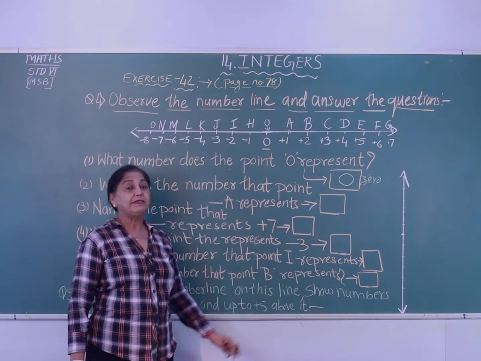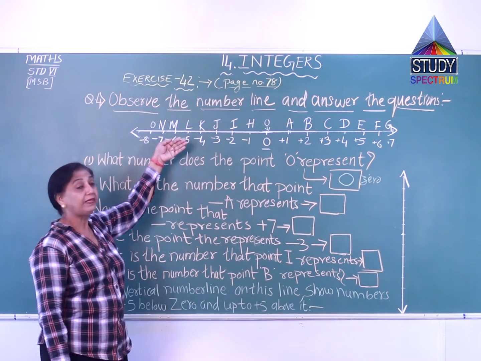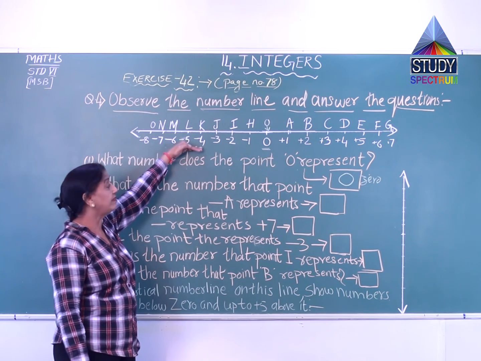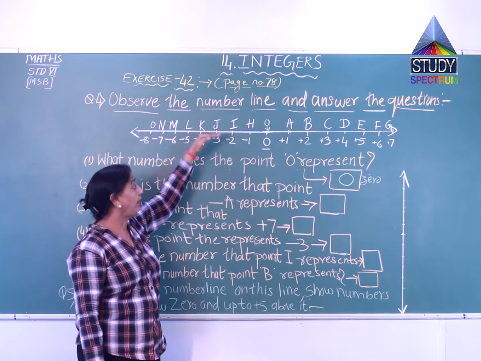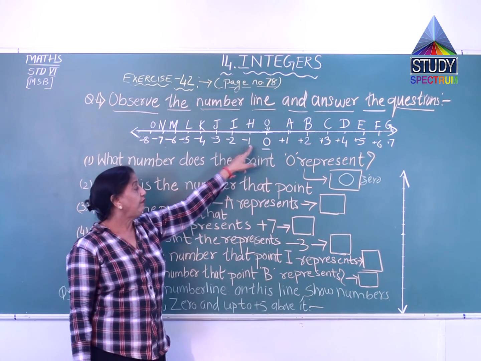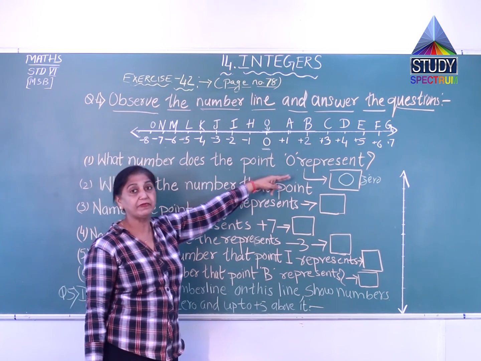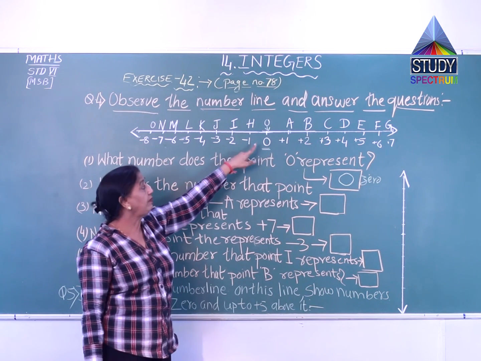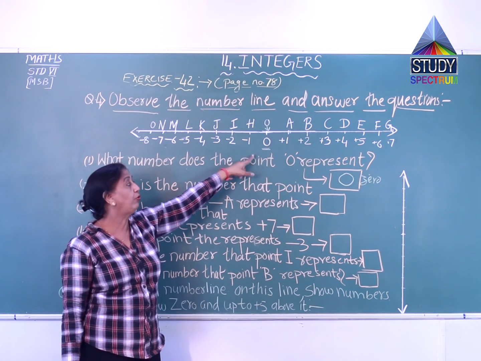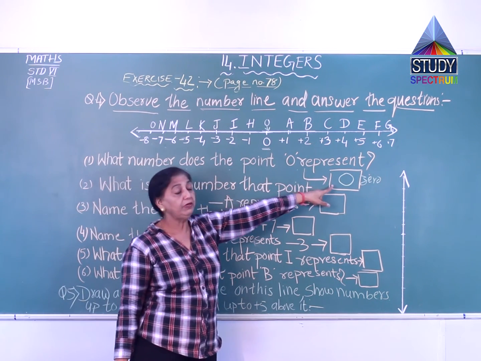We have seen that here a number line is given and there are letters which represent numbers, positive, negative and 0. And we have seen the first question, what number does the point O represent? So O is over here. What does it represent? 0. That is the origin. So the answer will be 0.